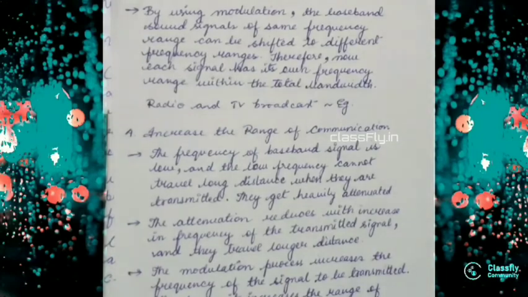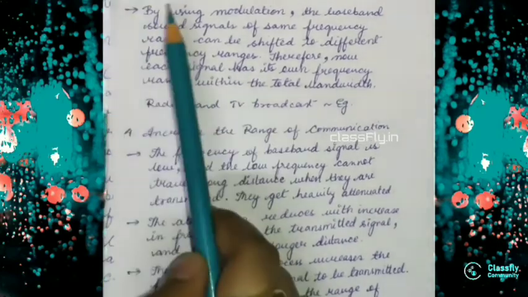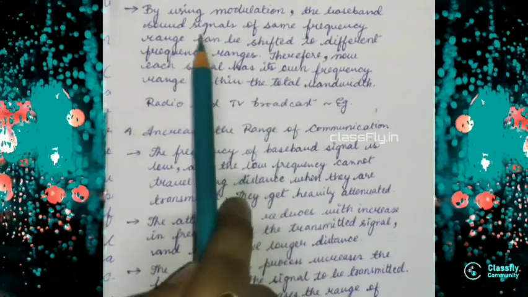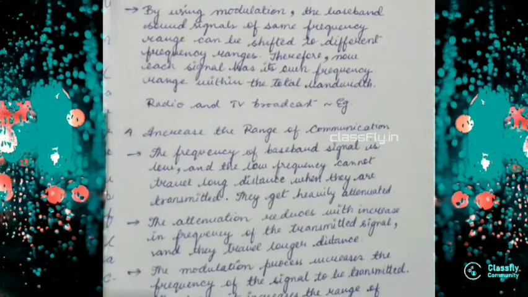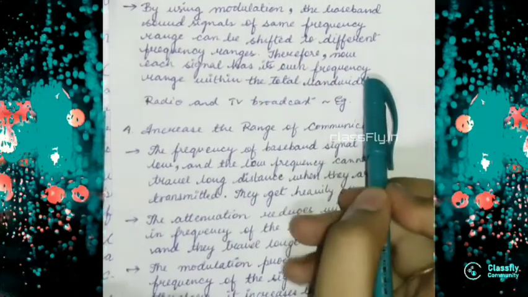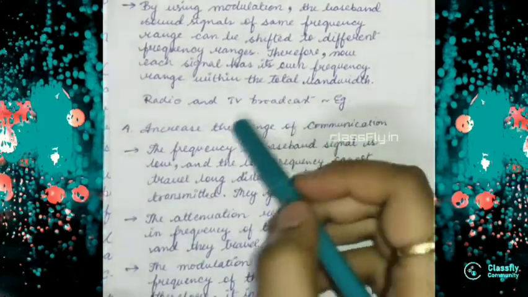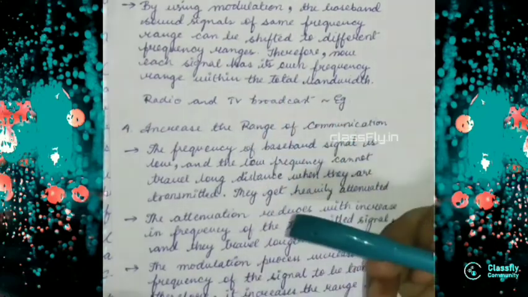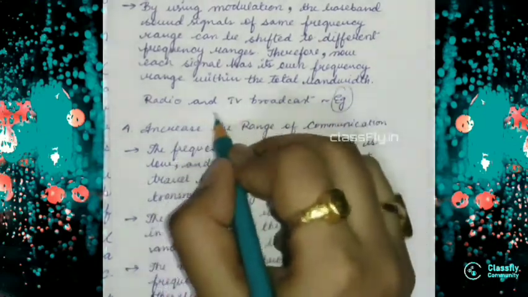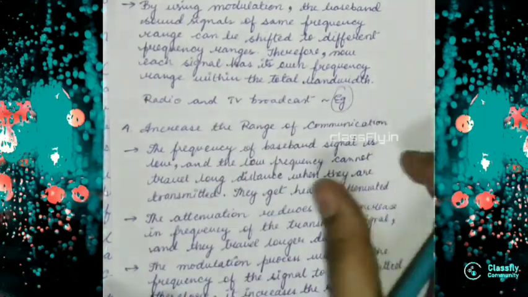There is a continuation of the third point, that it states that by using modulation, the baseband sound signal of same frequency range can be shifted. I showed you that 3 audio signals with different frequency. It's saying the same thing. Therefore, now each signal has its own frequency. It has different frequency within the total bandwidth. So we can detect. So for example, like radio and TV broadcast.